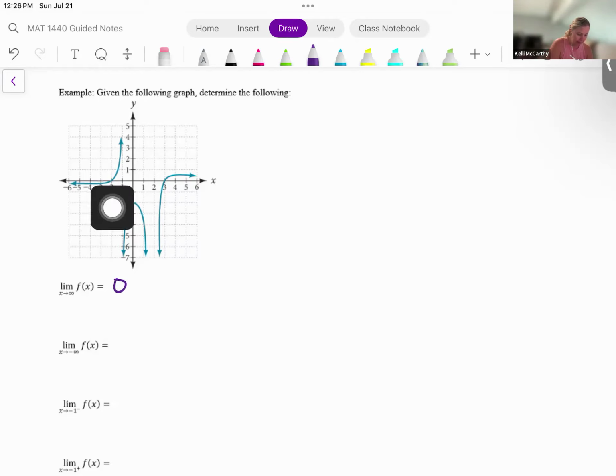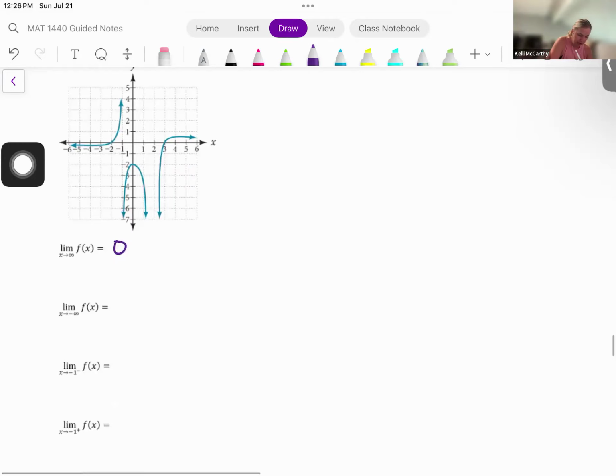Likewise, if we look at the limit as x approaches negative infinity, that's the left tail, we can see it's getting closer and closer to that x-axis. So the limit as x approaches negative infinity of f of x is 0. This is telling me that the horizontal asymptote of this graph is at y equals 0.